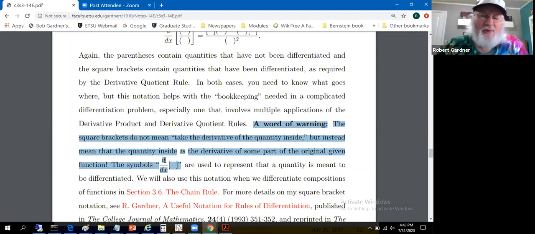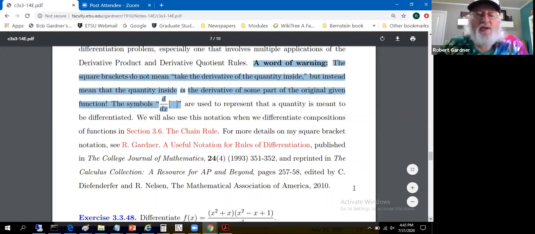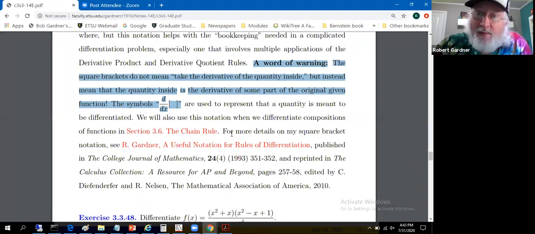And when we do examples, I'll drag this into the solutions very often. I got the idea for square brackets from this notation for the differentiation operator. In terms of rules of differentiation, you've got one left, it's called the chain rule, and we'll do that in section 3.6, and we'll attack it with square brackets as well.